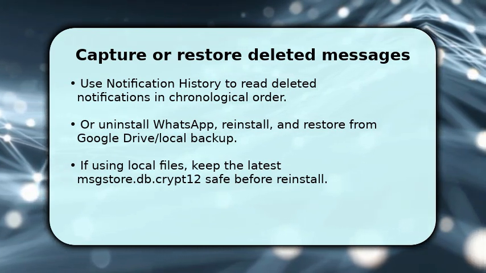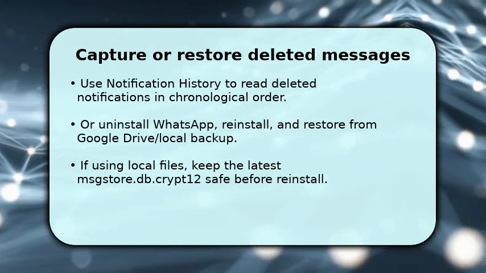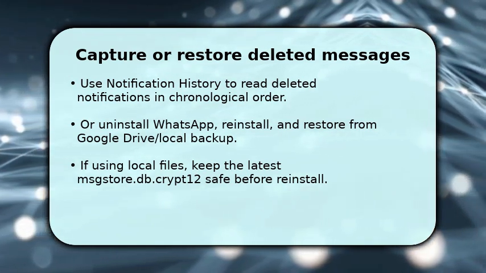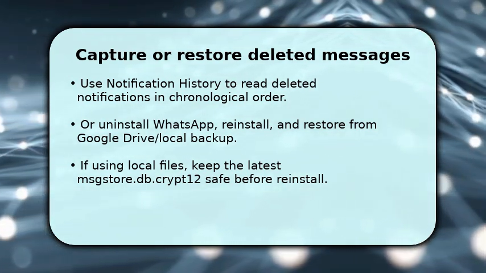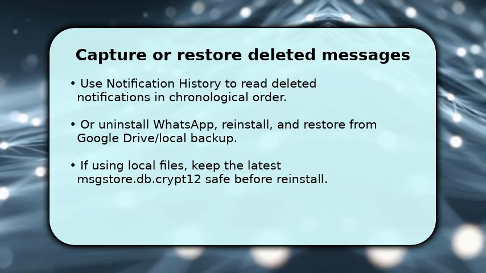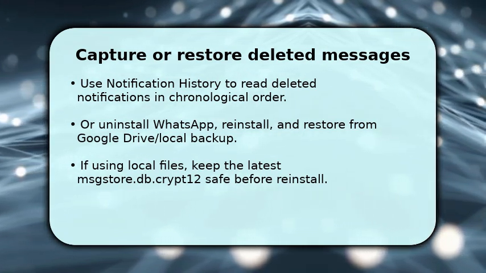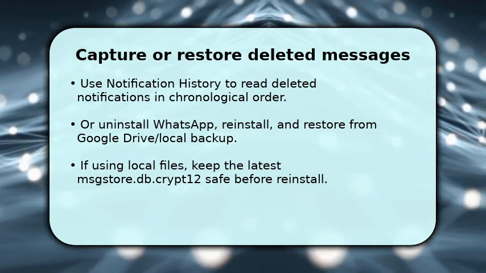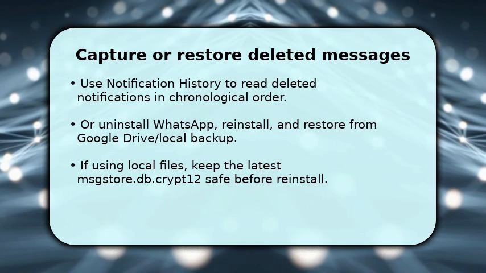If you prefer full chat recovery, uninstall WhatsApp, reinstall, and when prompted restore from Google Drive or local backup. Make sure the backup date predates the deletion. Once restored, open the chat to view messages. If you used local files, move MSGStore.db.crypt12 into the WhatsApp databases.